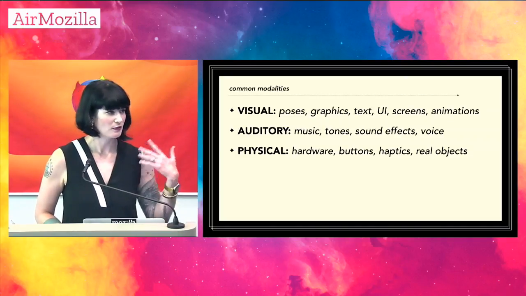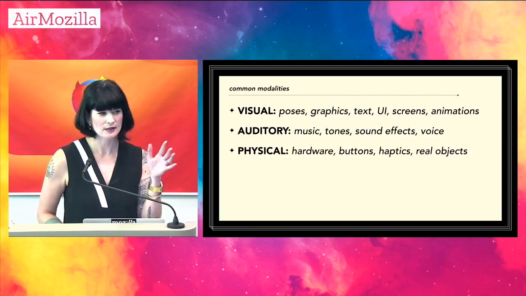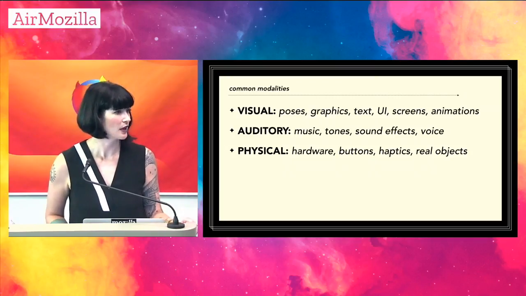Auditory, usually used for feedback loops. This one you can opt out of, so it's a little bit less dependable than the visual stuff. And then obviously physical, all the keyboards and mice and game controllers of the world.